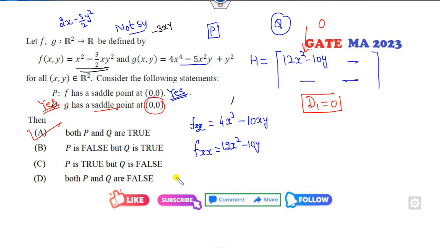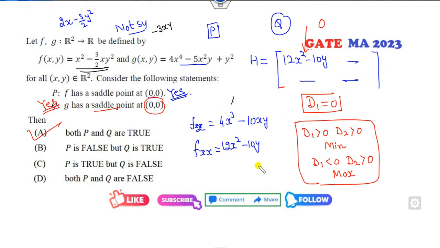So you can see it is very simple: always draw the matrix and get the conclusion. Always remember, whenever the first value is positive and the second value is positive, it is a minimum. If the first value is less than 0 and the second value is positive, then it's a maximum. Otherwise, we call it a saddle point. So this is the way you can solve all these PYQ questions in a very simple manner.